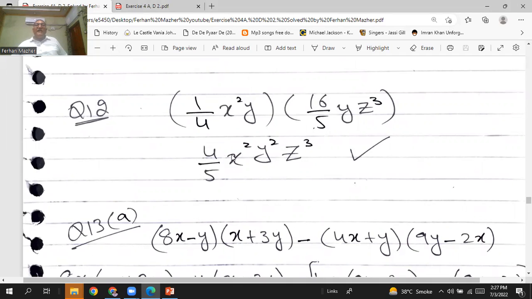x² will be x². y multiplied with y will be y². And this is z³, and that will remain z³. So this is how you will do question number 12. My dear students, I have already checked the answers with the answers given in the book. That's why I have put a tick here.